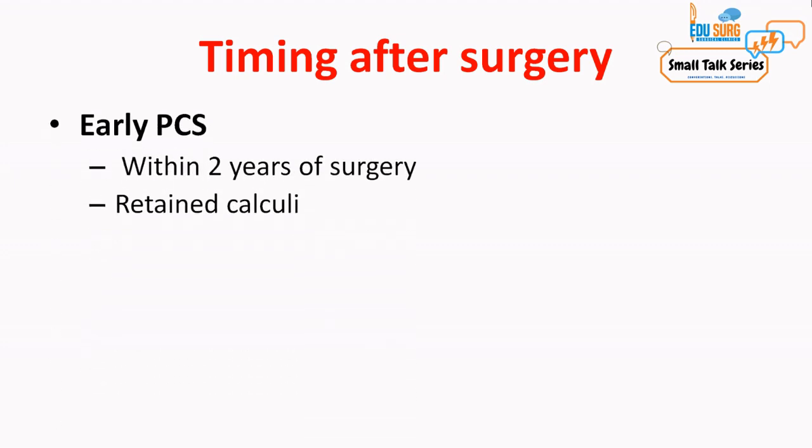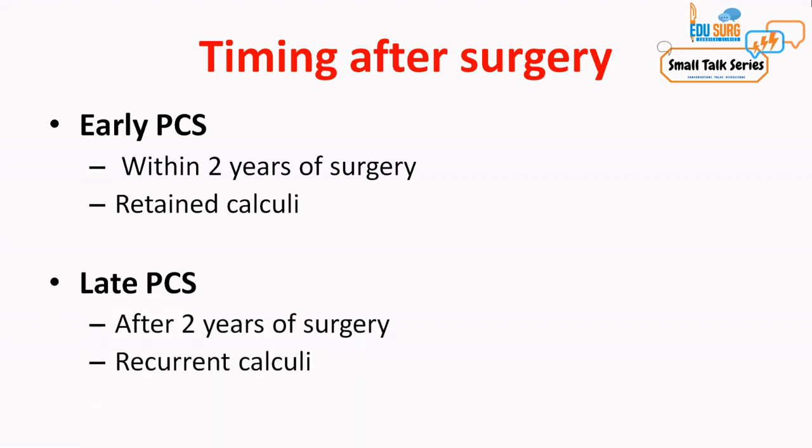Basically, there are two types. Early is within the 2 years of surgery. An example of this is retained common bile duct calculi, and late is after 2 years of cholecystectomy when the common bile duct calculi are recurrent, that is, they are forming again and again. So, again, a terminology retained versus recurrent common bile duct calculi, the difference is based on timing after surgery. Similarly, timing after surgery helps you know whether the patient has early post cholecystectomy syndrome or late post cholecystectomy syndrome.